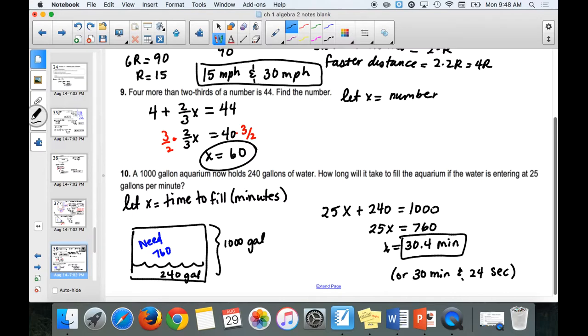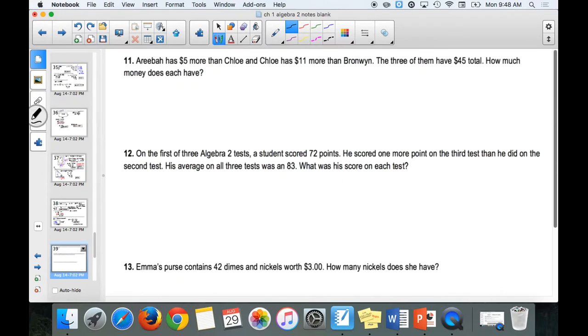All right, still feeling good about these? All right, let's try a couple more. So Ariba has 5 more than Chloe, and Chloe has 11 more than Bronwyn. The three of them have $45 total. How much does each have?